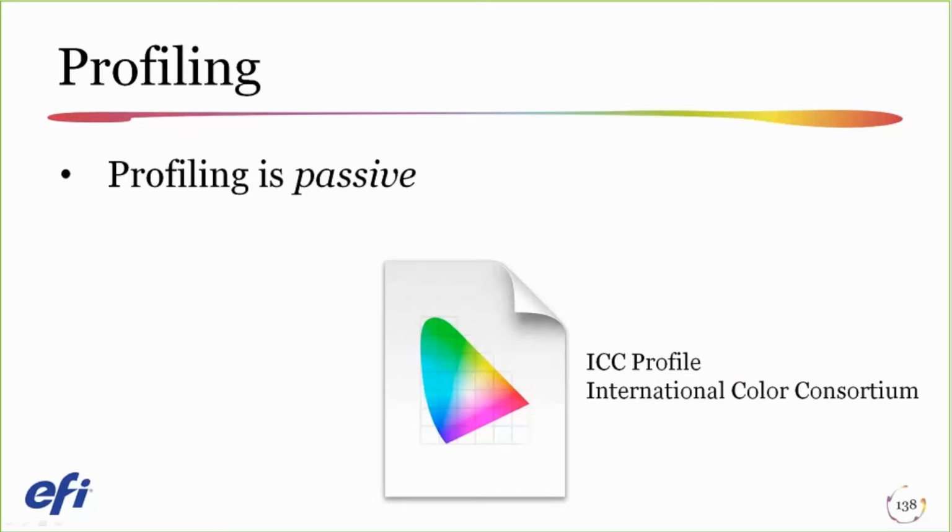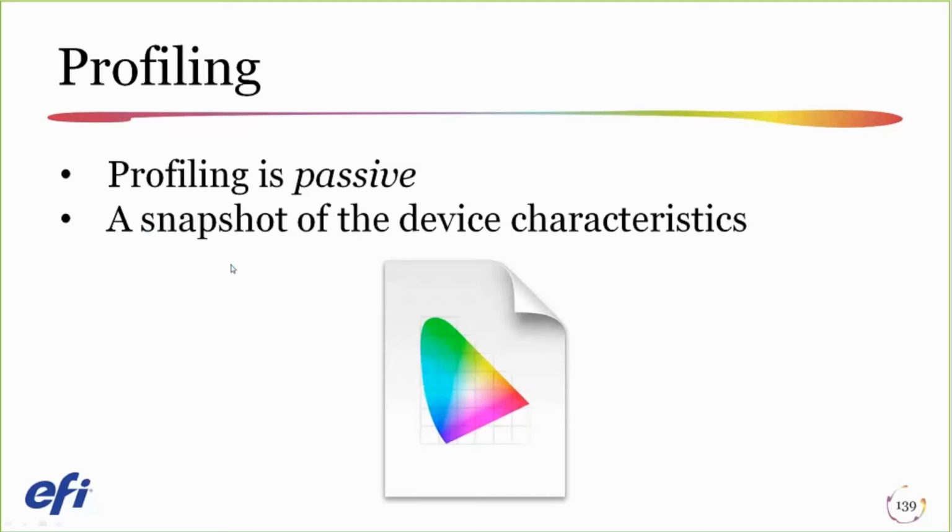Now, on top of that, I build a profile. I print sample images or sample patches, measure them, and I build an ICC profile. ICC is the International Color Consortium. It is the body of industry manufacturers, representatives of the industry, and they've determined how to define or quantify how a device prints color, and that is through the use of these ICC profiles. The profile is passive. The profile can't give you better color than the device can, or we'll say it works within the limitation of the calibration. Okay? It's a snapshot of the device characteristics. It just tells us how the device reproduces color.